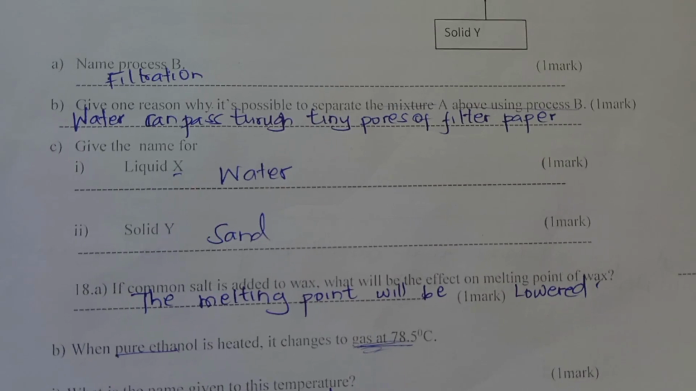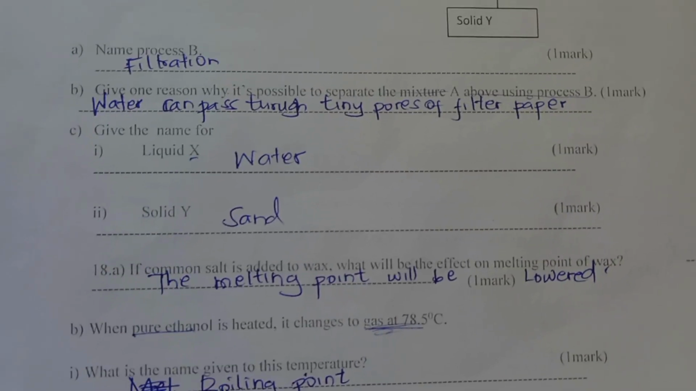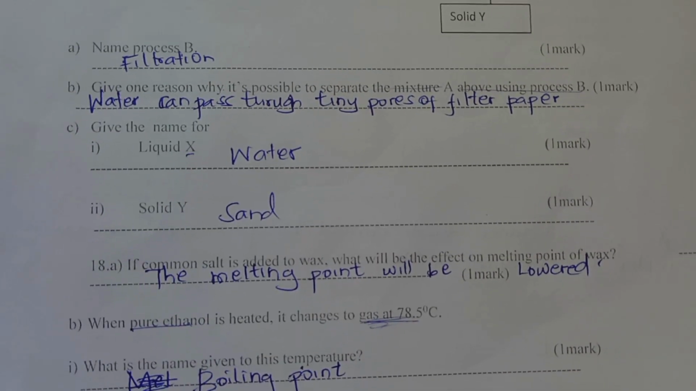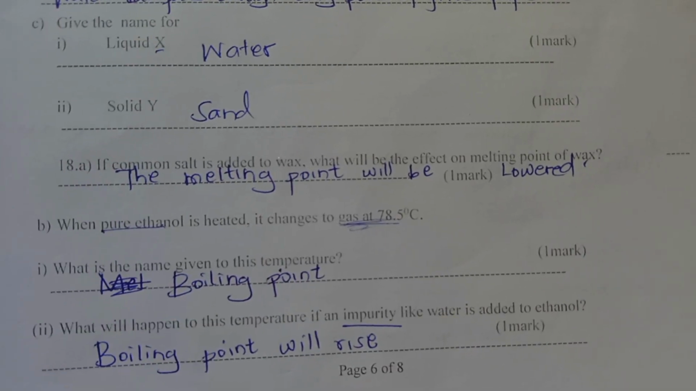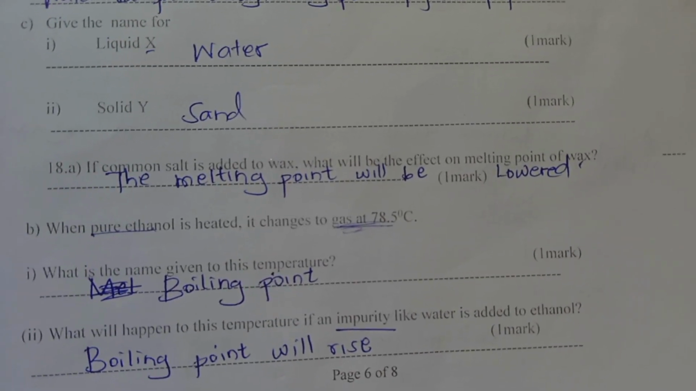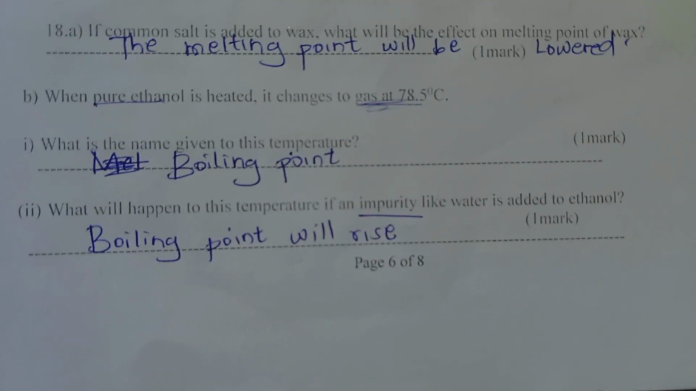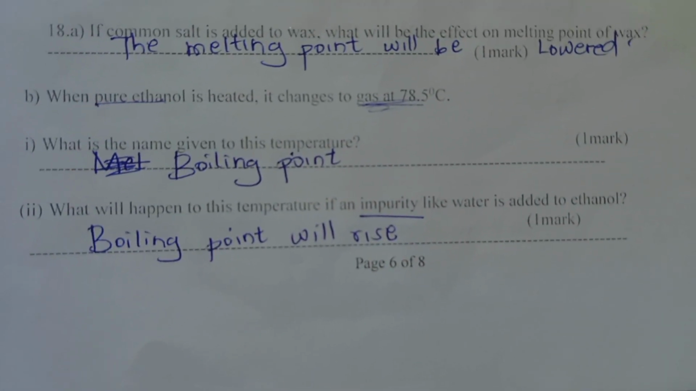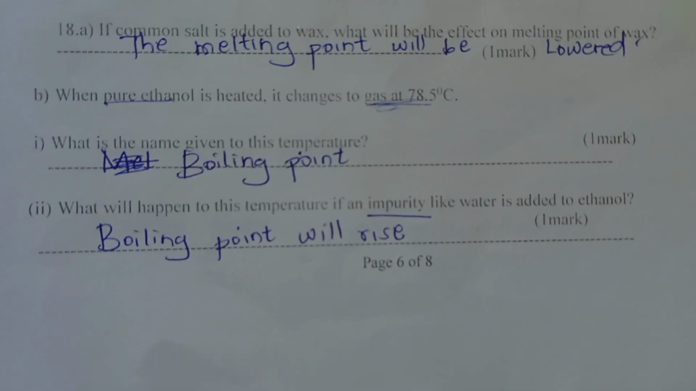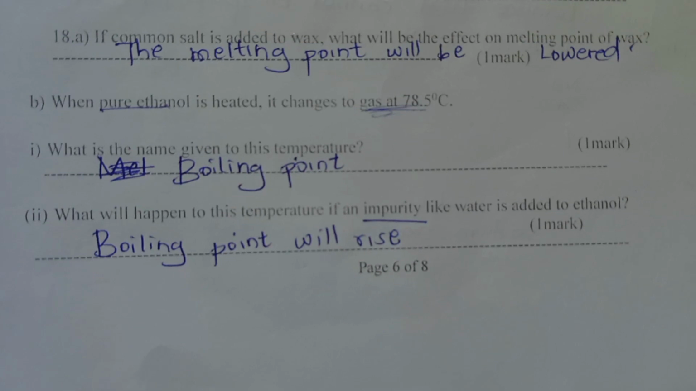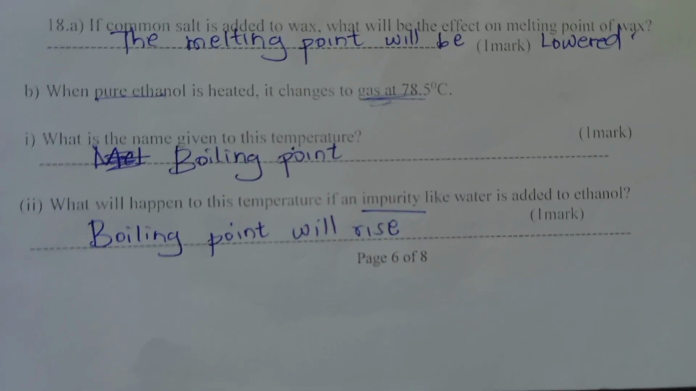It's because water can pass through the tiny pores of the filter paper, while sand particles are large, they cannot pass through there. Give the name of liquid X, that's water; solid Y, sand. If common salt is added to wax, what will be the effect on the melting point of wax? The melting point of wax will be lowered because impurities lower the melting point of substances.